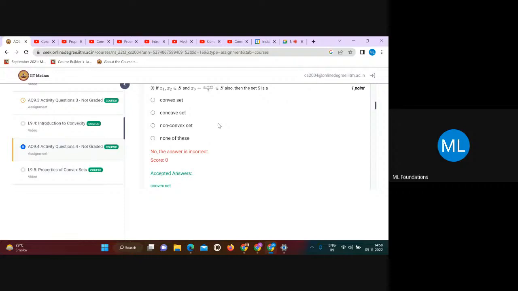It is not given that x1 and x2 is a line segment or something like that. So that's why it can be convex and can be non-convex also. So for this problem, none of this is correct. So I'll make sure this will be corrected. So there's an error here for sure.